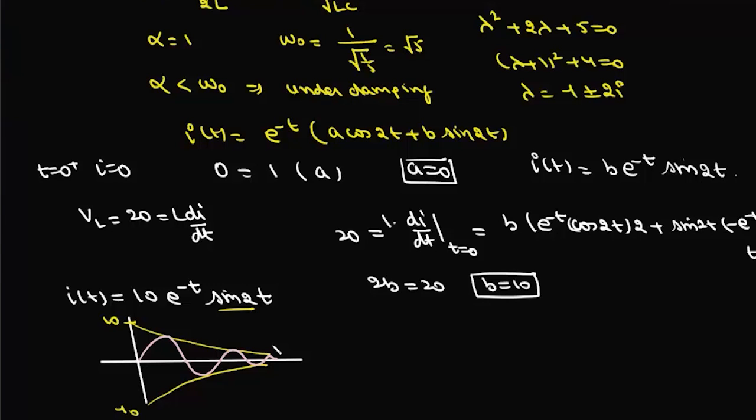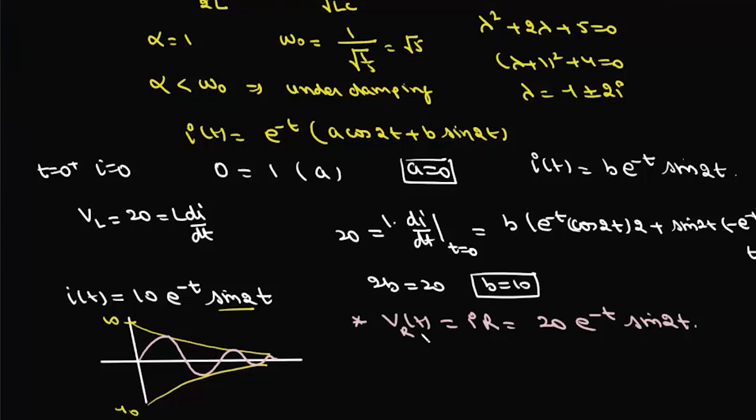Now in the question they may ask you to find voltage across capacitor, inductor and resistor. Now we know that for a resistor, V is simply IR. So in this case, it will be simply I into R, and resistance is 2 units. So there will be 20 e to the power minus t sin 2t. So that's the voltage across resistor.